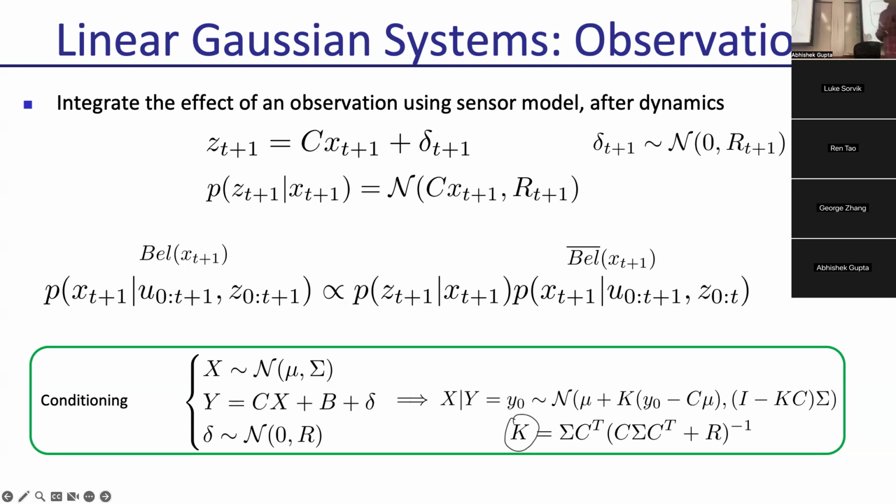So the way you're going to pattern match this is that X is going to be x_{t+1} given the previous measurements and actions. Y is going to be your latest measurement, which is z_{t+1}. Right? You're going to try and figure out the likelihood of x_{t+1} given all the previous measurements, all the previous actions, and then the current measurement.